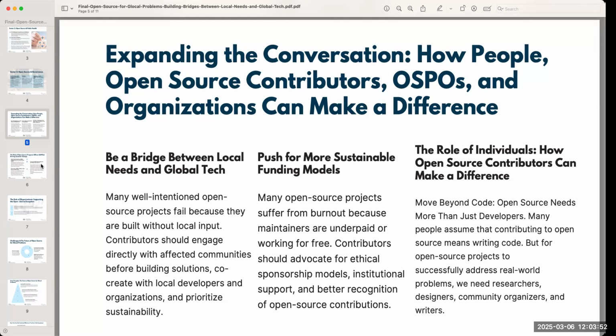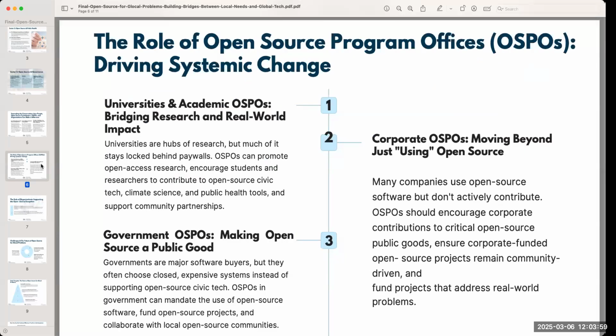The second way I think that we can do this is the role of open source program offices, OSPOs, driving systemic change. Yes, of course. Like the George Washington University, and they're doing an amazing job, by the way. So universities and governments, companies have started OSPOs to coordinate open source strategy and collaboration. But one of the questions I ask is, how can OSPOs ensure that open source is actually addressing global problems? And I think one of the issues I see, and correct me if I'm wrong, is bridging the research and real world impacts, right?